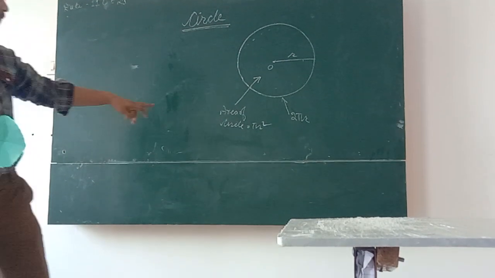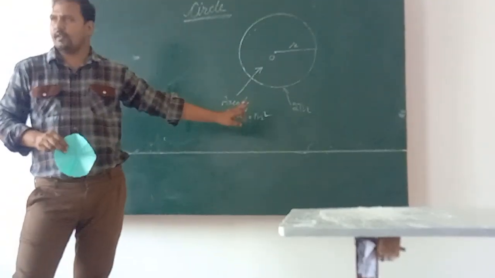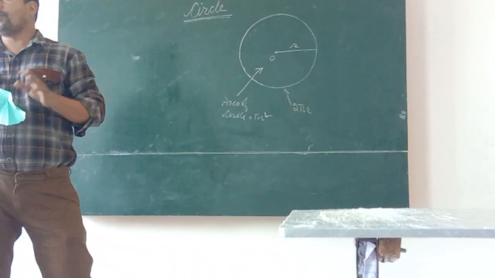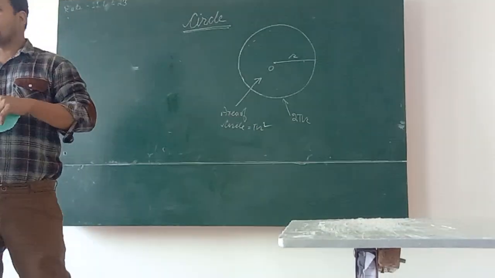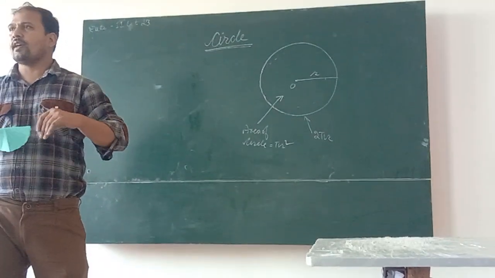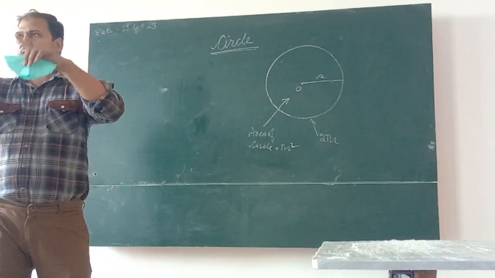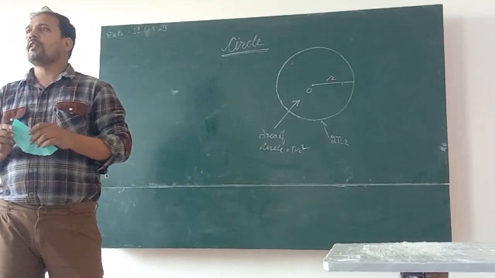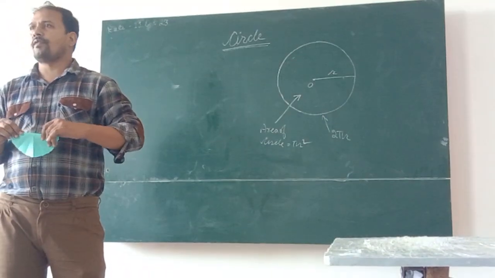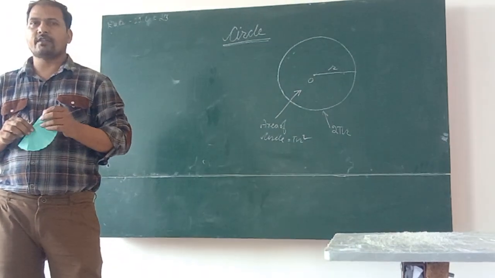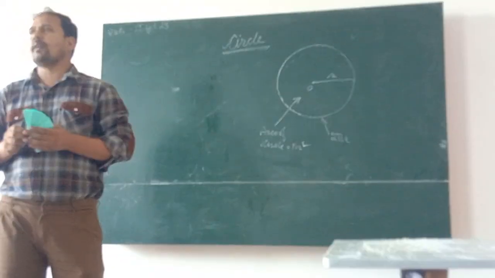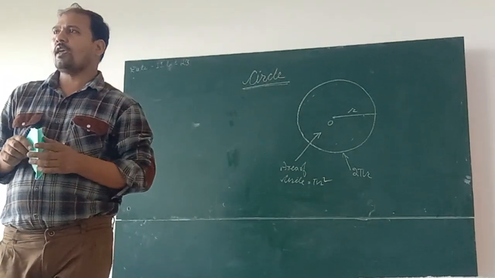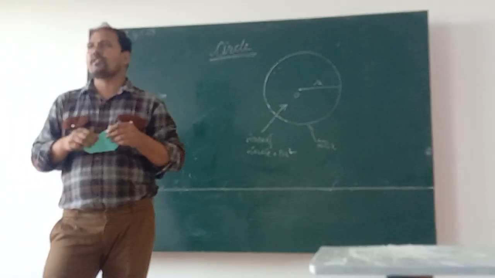Now what is the value of pi? Pi is 22/7. But what is the actual pi? Pi is a ratio: the ratio of the circumference to its diameter. We always get the result 22/7.